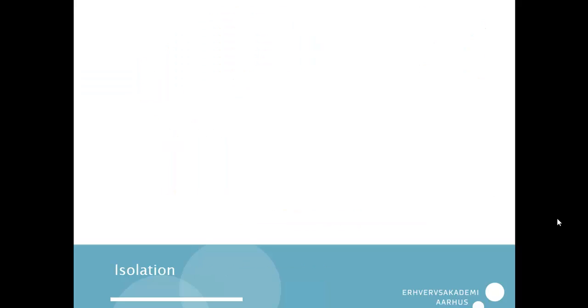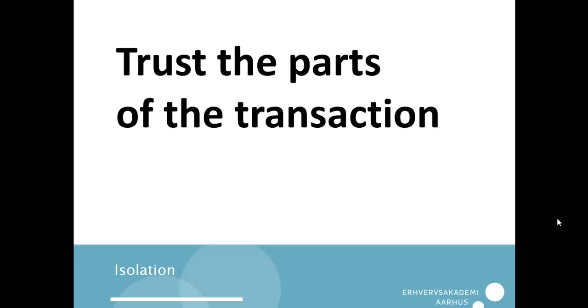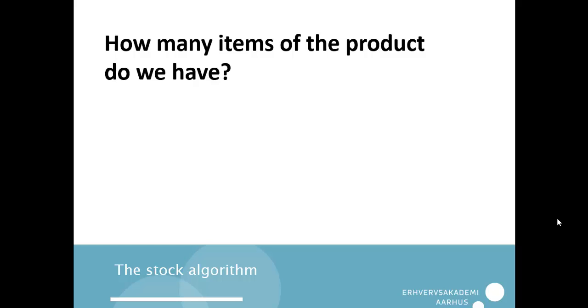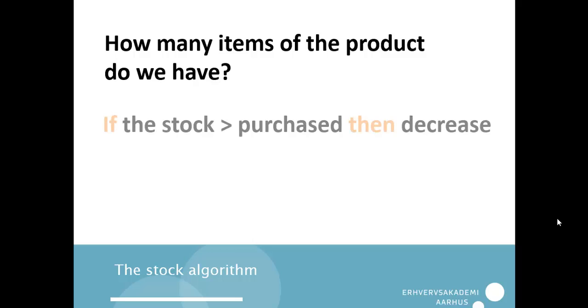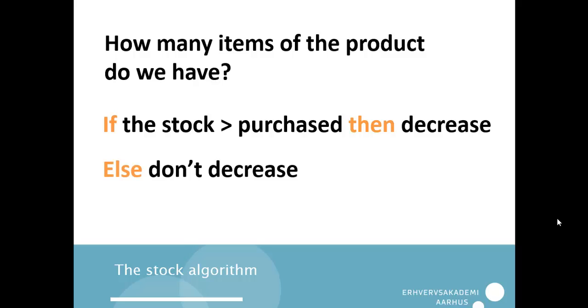The third letter is isolation. And isolation means trusted parts of the transaction. That means it has to be reliable parts that we will conduct. Let's have a look at this stock algorithm. We want to first ask how many items of the product we have in order to be able to decrease the items in the stock. And if the stock has more than the customer wants to purchase, then we decrease, and then everything is okay. Otherwise, we don't decrease, and we will then roll back everything.